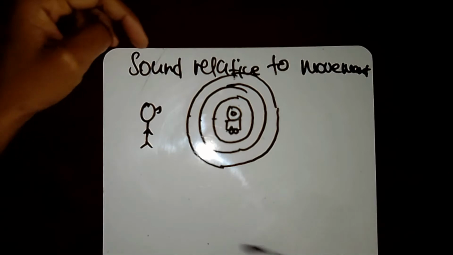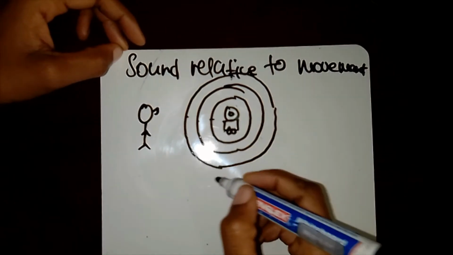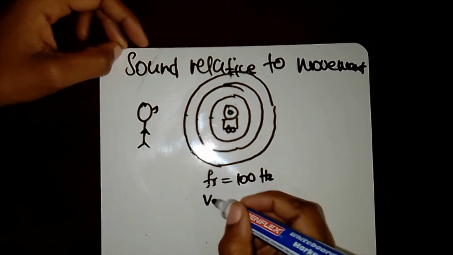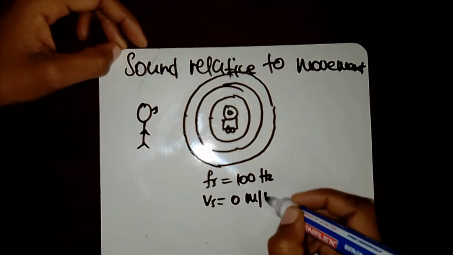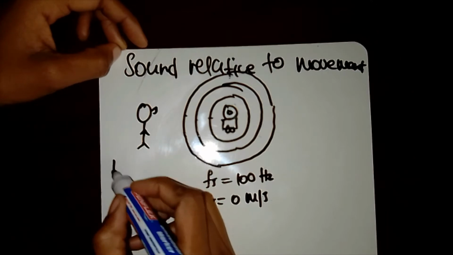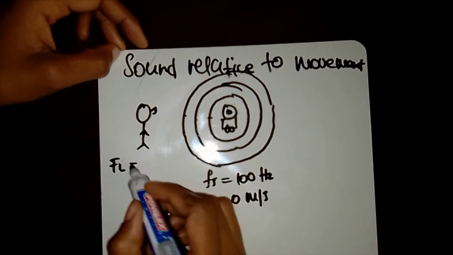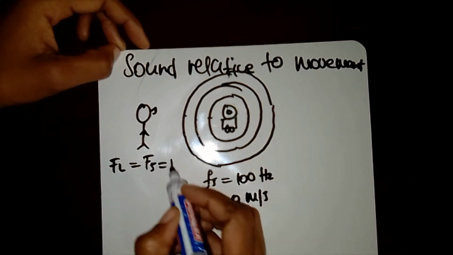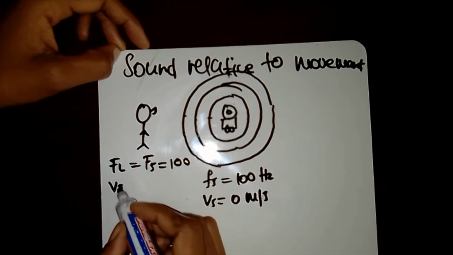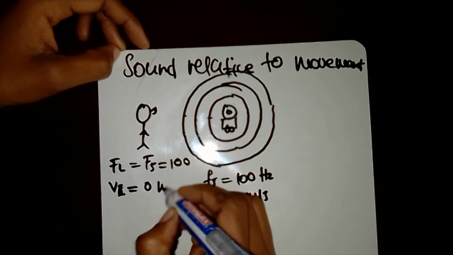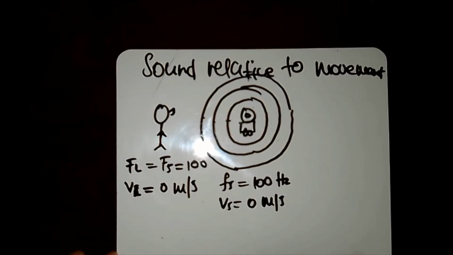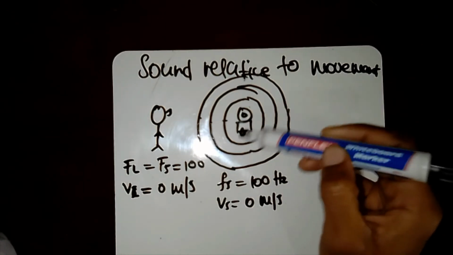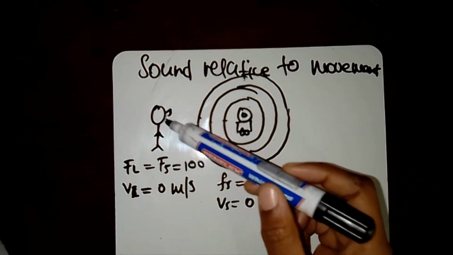Okay, so in this situation, this car will emit a frequency. We call it the frequency of the source. Let's say it was 100 hertz, and it's stationary, it's not moving, so its speed is 0 meters per second. And then you as the listener, the frequency that you will hear will be the same frequency as this one. So you also hear the same frequency, considering that both of you are stationary. So this is the velocity of the observer, which is 0 meters per second. So if both of you are stationary, whatever frequency is produced by your source will be the same frequency that you hear.